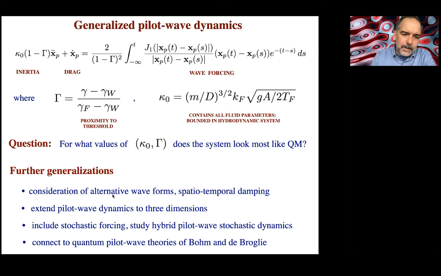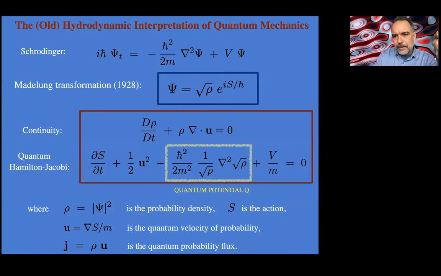You can also look at alternative waveforms, so different types of spatio-temporal damping. Again, one wants to try and minimize the effects of viscous damping, certainly. You can also imagine going to three dimensions. You can also imagine putting in stochastic forcing, so then you can have some sort of hybrid between pilot wave dynamics and stochastic dynamics. And we can also try and connect to the quantum pilot wave theories of Bohm and de Broglie. Okay, so let's start with that.